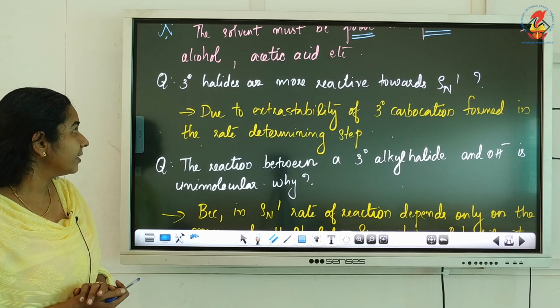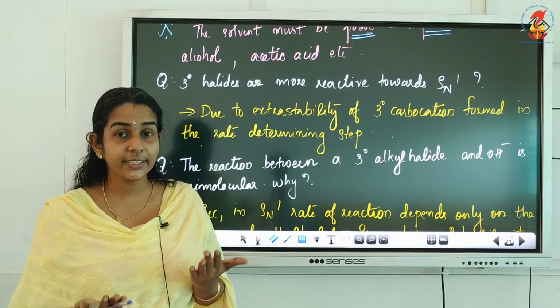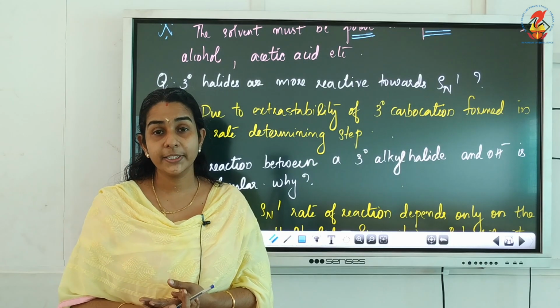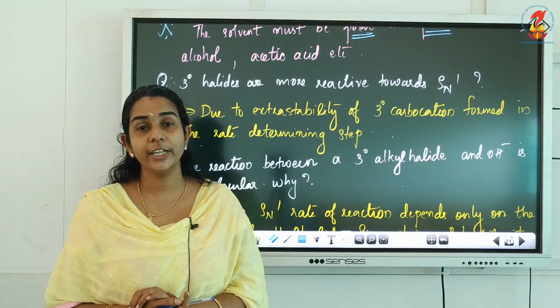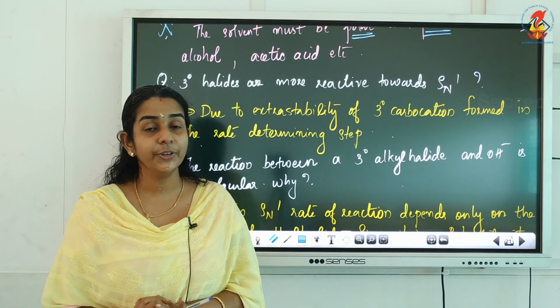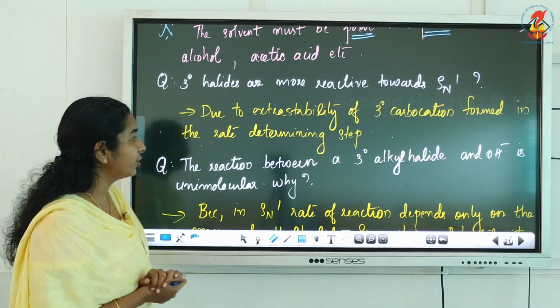Now the first question coming: why are tertiary halides more reactive towards SN1? The reason is, in SN1, the order of reactivity depends on the stability of the carbocation formed. So tertiary halides are more reactive due to the high stability of tertiary carbocations.